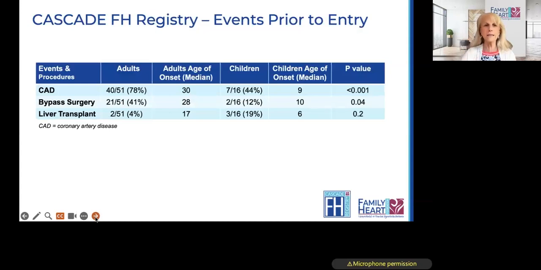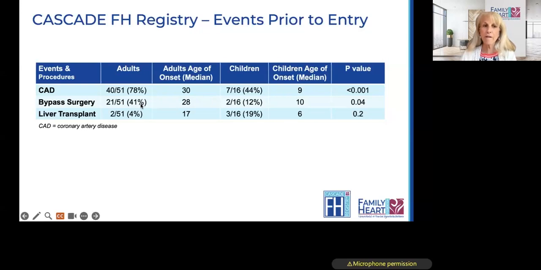So we've already talked a little bit about the fact that 78% of adults, 44% of children had cardiovascular disease at the time of entry or prior to entry into the registry. But I'd like to draw your attention here. If we look at the adults, 40 out of 51 already had cardiac disease when they enrolled in the registry. The median age of onset of cardiovascular disease in these individuals was 30, whereas children, 44%, 7 of 16, had cardiovascular disease at the time that they were enrolled into the registry. Their median age of onset was 9. That is 2 decades earlier than the adults.